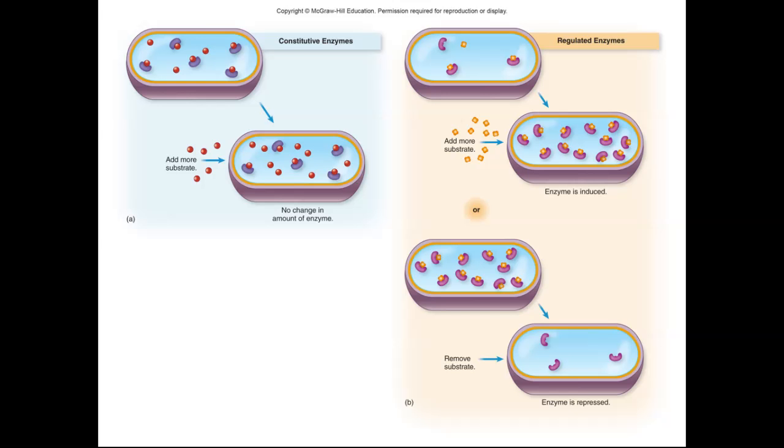So here with our constitutive enzyme in this figure, we increase the concentration of the substrate, we add more substrate, and the number of the enzymes remains the same. If we have a regulated enzyme, by adding more substrate, we cause the cell to produce more of the enzyme, and then as we have less of the substrate, the cell makes fewer of those regulated enzymes.